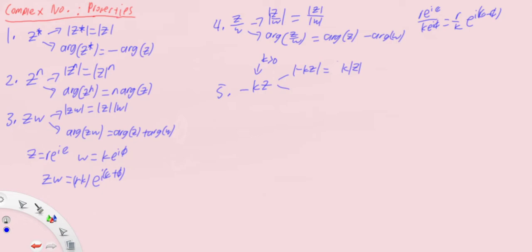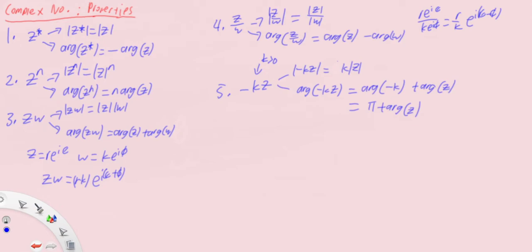The argument, though, actually follows the logarithm property as well. But you need to be careful, because if k is a negative number, then you don't need to do this. Only do this when k is positive. So what you do is simply split it into arg of minus k plus arg z. We know that minus k is a negative real number, the argument is pi, then plus arg z. And then you can convert this to the principal range if you need to.